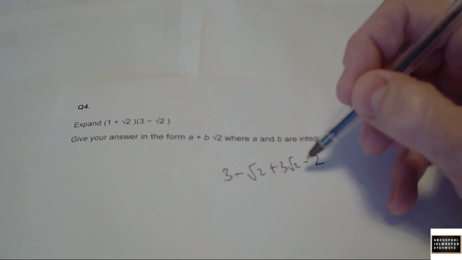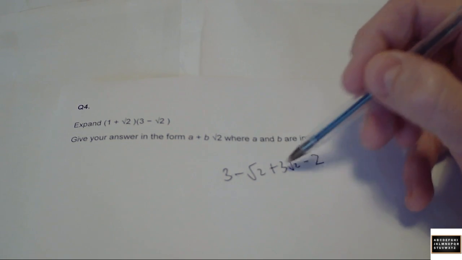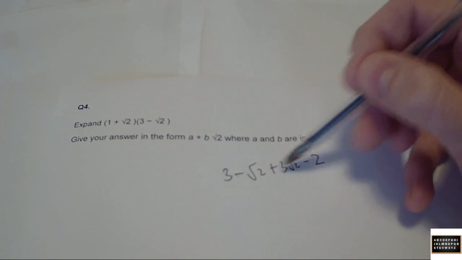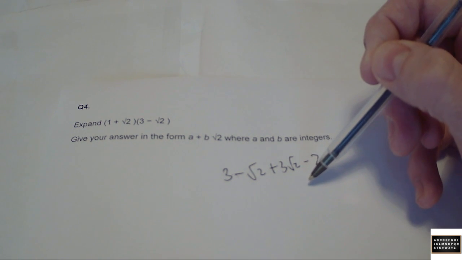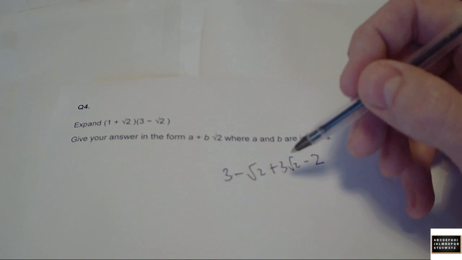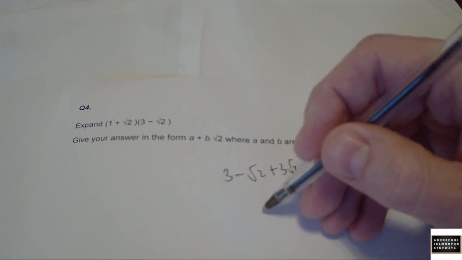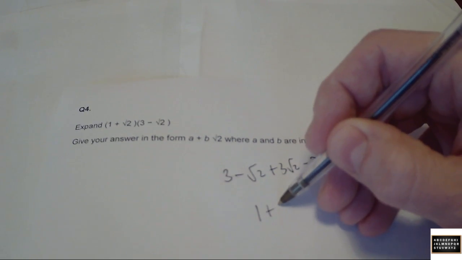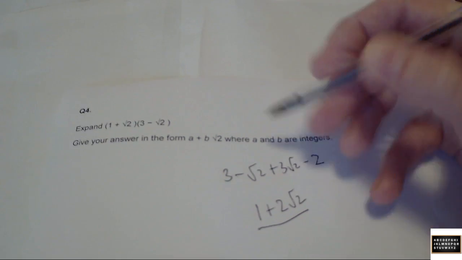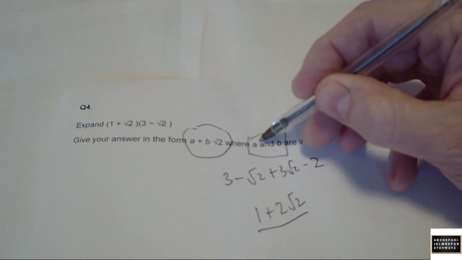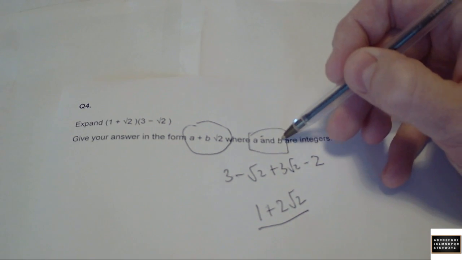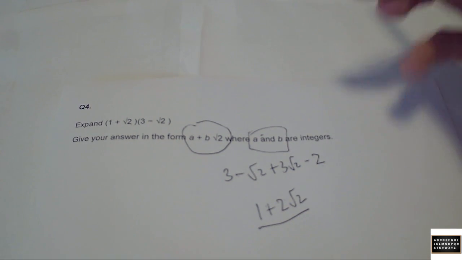And then minus root 2 plus 3 root 2, well that's like minus x plus 3x. So minus x plus 3x, that's going to make 2x. So you're going to have 2 root 2. So you've got 3 minus 2, that's 1. And then you've got 2 root 2. And that is in the form that it's asking for. A and B here. A would be 1 and B would be 2. Very simple. That's why it's only worth 2 marks.